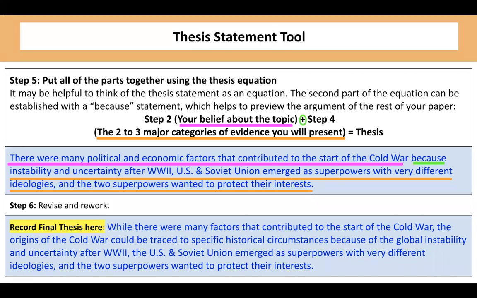And even when I was talking about evidence 3, I had mentioned that in step 3, there was global instability. So I added that too. So my final thesis here says, while there were many factors that contributed to the start of the Cold War, so now I'm kind of merging my political and economic, the origins of the Cold War can be traced to specific historical circumstances because of the global instability and uncertainty after World War II. The US and Soviet Union emerged as superpowers with very different ideologies, and the 2 superpowers wanted to protect their interests. It's very much the same and similar to what I had in step 5, just a little bit more polished and a little bit smoother.